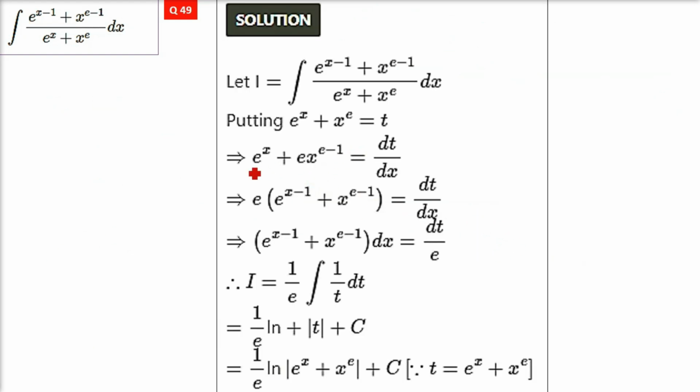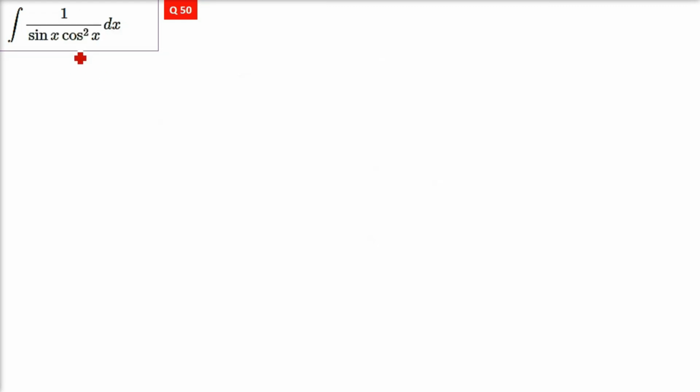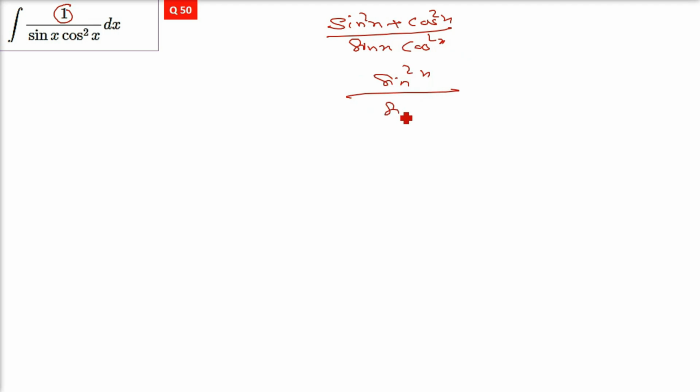Putting all the symbols, the since sign and the therefore sign and all the written material, the content should be like this. So 1 by sin x into cos square x dx. Now please understand this question, because the next question is exactly like this. Wherever we see sin square x, cos square x and a 1, we tend to write 1 as sin square plus cos square, because sin square plus cos square is 1 only. So this sin square plus cos square divided by sin x cos square x will become sin square x remaining in the numerator, and sin x into cos square x goes in the denominator. So this sin gets cancelled.